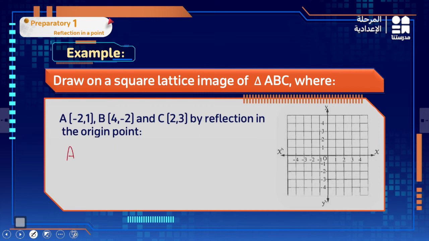A is (-2, 1). It will be A dash, the image is A dash. Change the sign. So negative 2 will be positive 2, and this one will be negative 1.